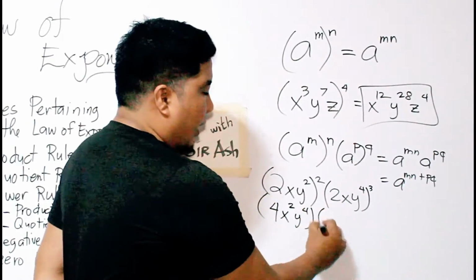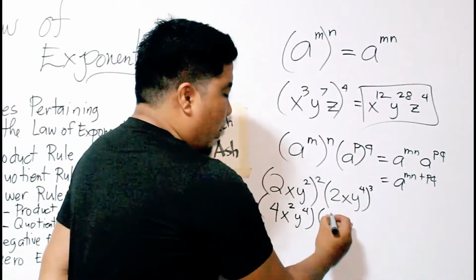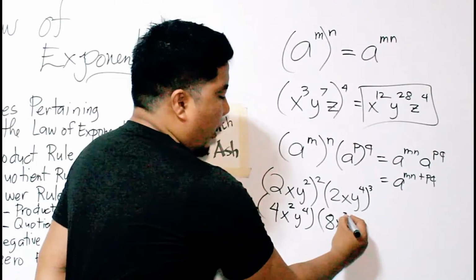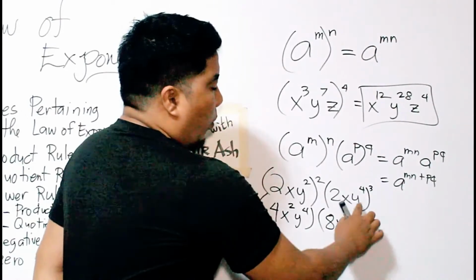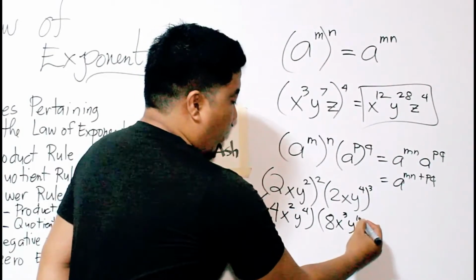And then we have here 2 cubed, 2 times 2 times 2, that will give you 8. X to the power of 3 will become x cubed. Y to the fourth to the power of 3 will give you y to the power of 12.